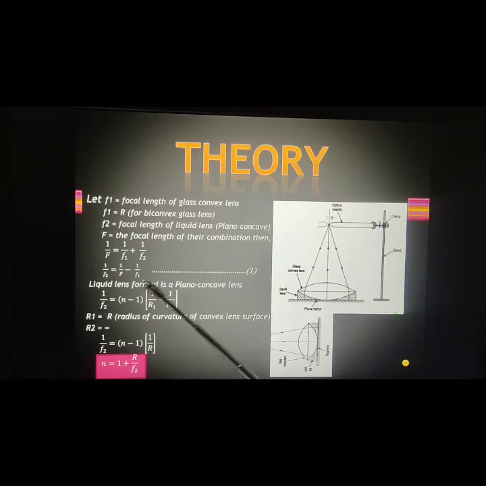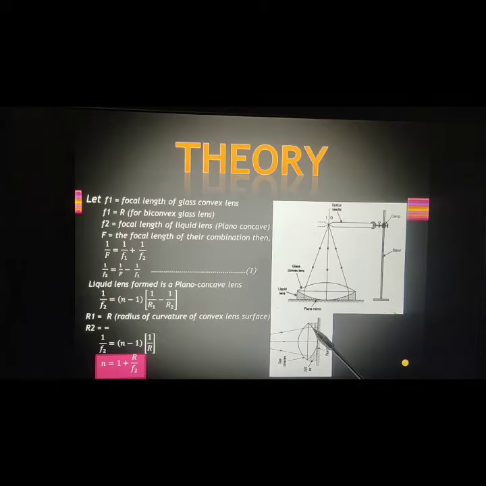Now once F2 is obtained, you have another method also to obtain F2 using the lens maker's formula. Now this is the lens maker's formula, and observe this diagram here. It's the same diagram which is rotated through 90 degrees. Now we will concentrate only on the liquid lens.